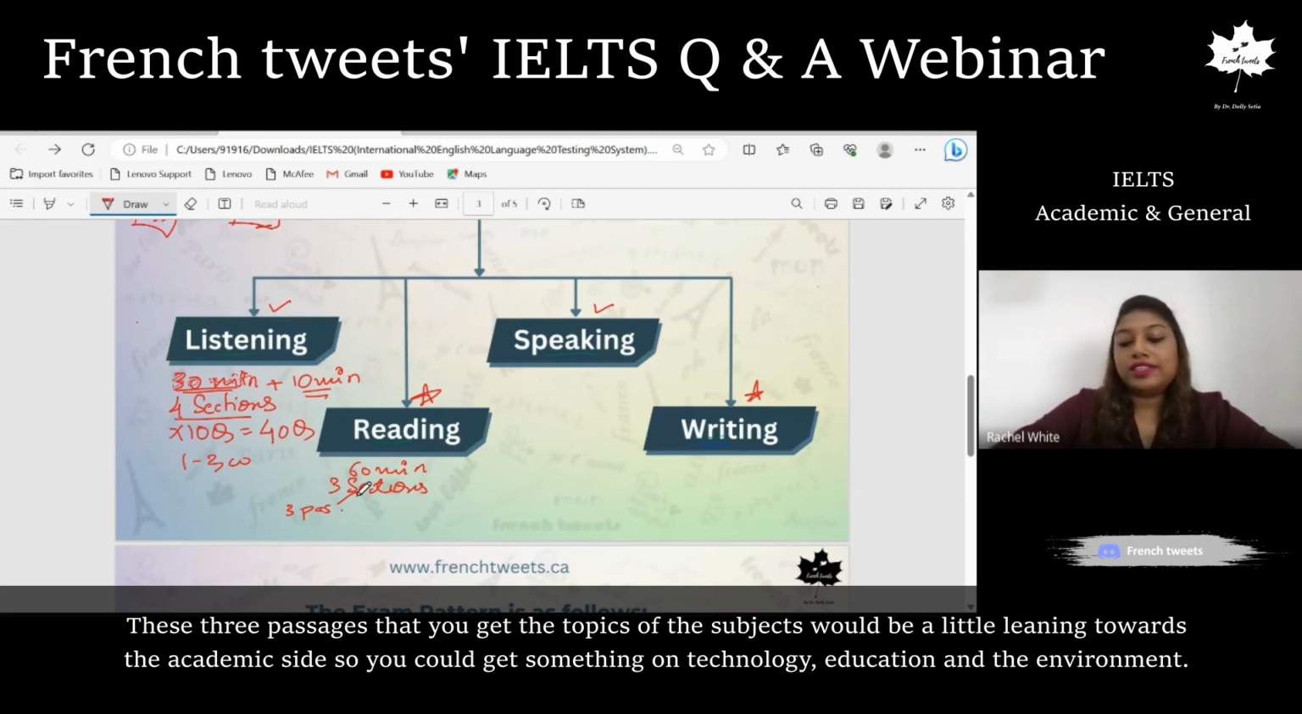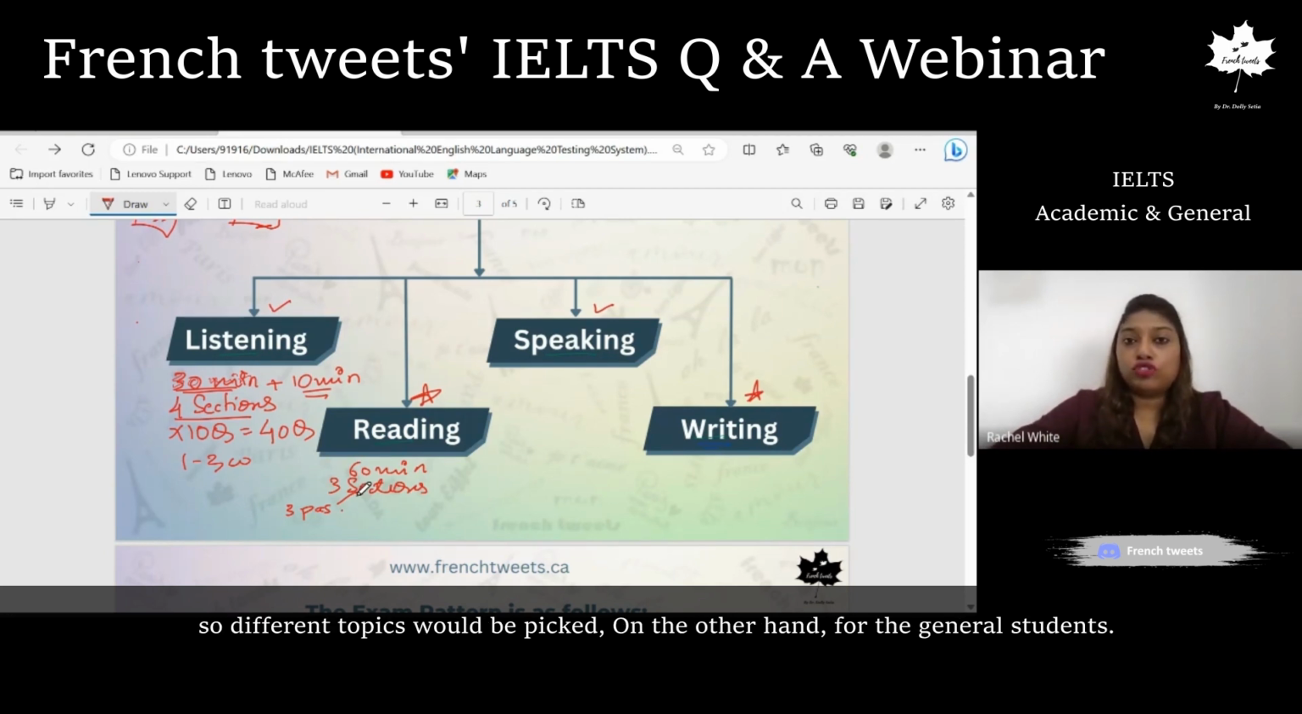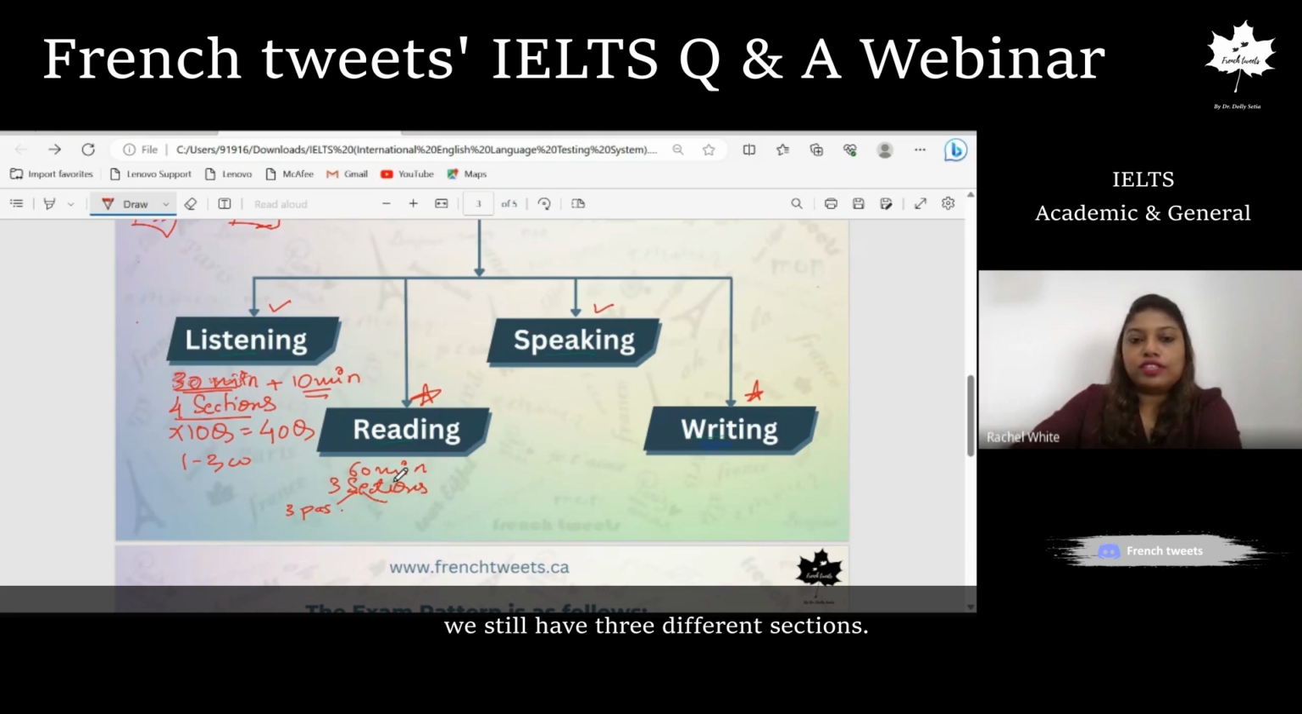So you could get something on, say, technology, on education, on the environment. Okay, so different topics would be picked. On the other hand, for the general students, we still have 3 different sections, but in section 1, you would have 2 to 3 short contents.